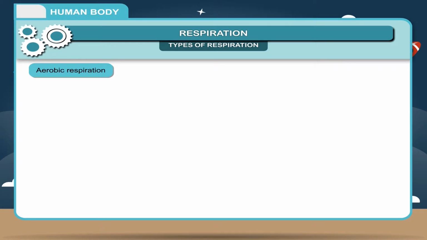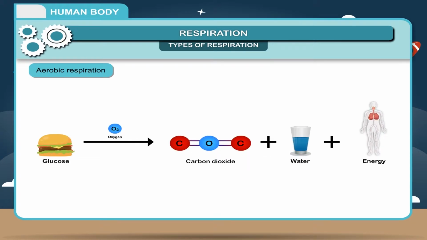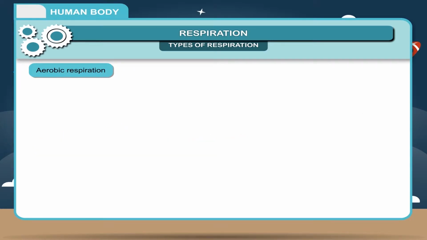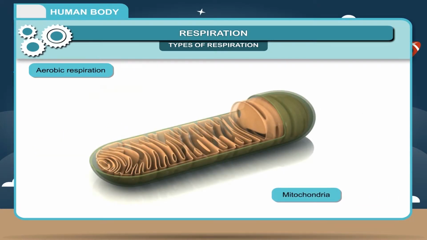Aerobic respiration. This type of respiration occurs in the presence of oxygen. Here, oxygen is utilized to break down the food, glucose, to release a high amount of energy. This energy is stored in molecules of adenosine triphosphate, ATP. The carbon dioxide and water are the byproducts. It occurs in the mitochondria of the cells.